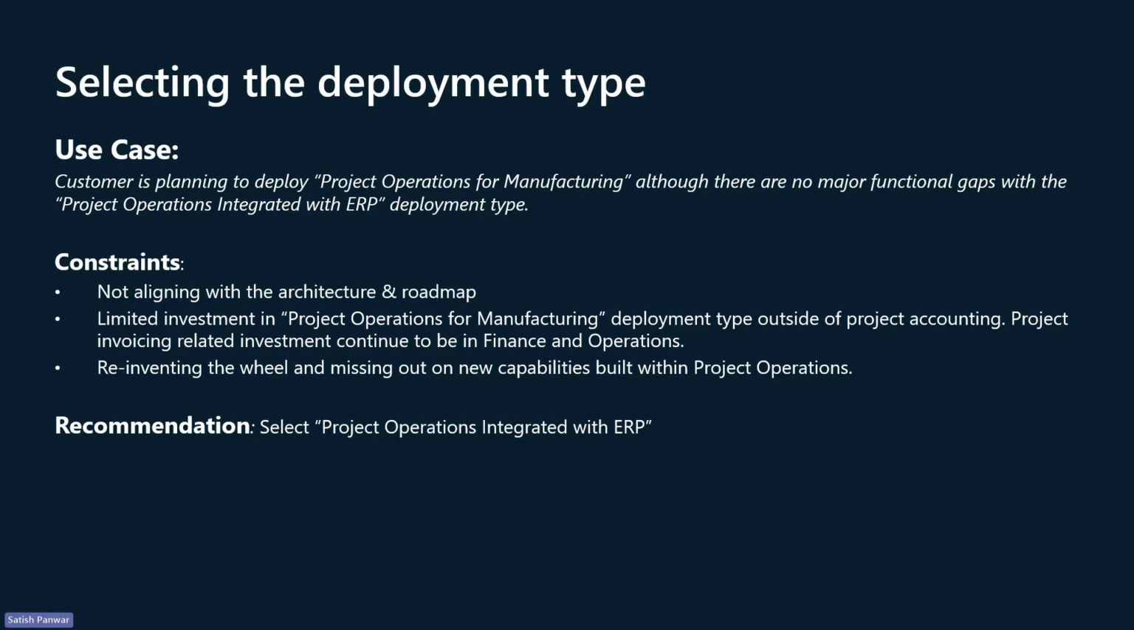If the customer is already using projects in Dynamics 365, determine if their deployment can be changed or what needs to be done to change their deployment type. If the customer is using Dynamics 365 Finance but not using projects, then they are not constrained by the deployment type. They should evaluate project operations integrated with ERP and use that deployment type if possible.